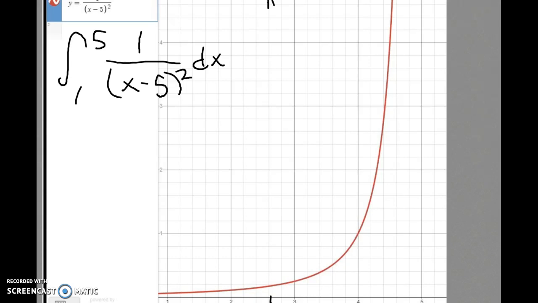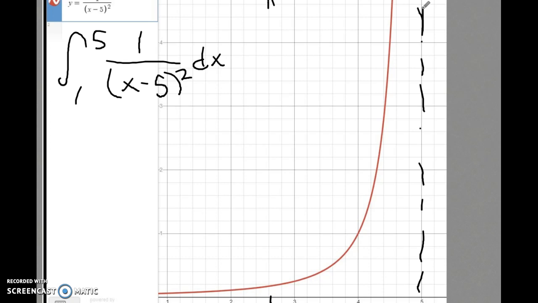Okay, another improper integral, due to the fact that the interval of integration includes an infinite discontinuity. In this case, the function 1 over (x minus 5) squared has a vertical asymptote at x equals 5 right here. And so the graph of y equals 1 over (x minus 5) squared, which I've graphed in Desmos here, will never intersect that x equals 5 boundary.